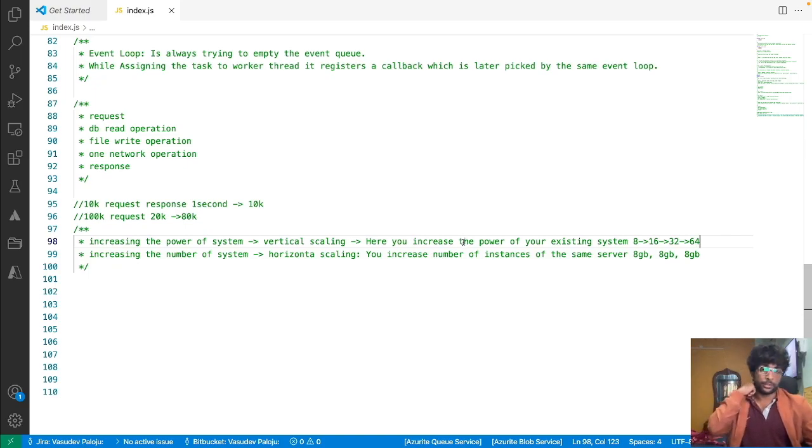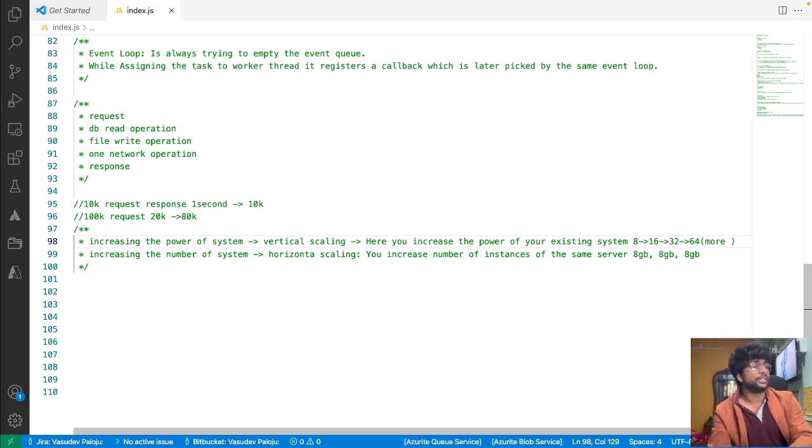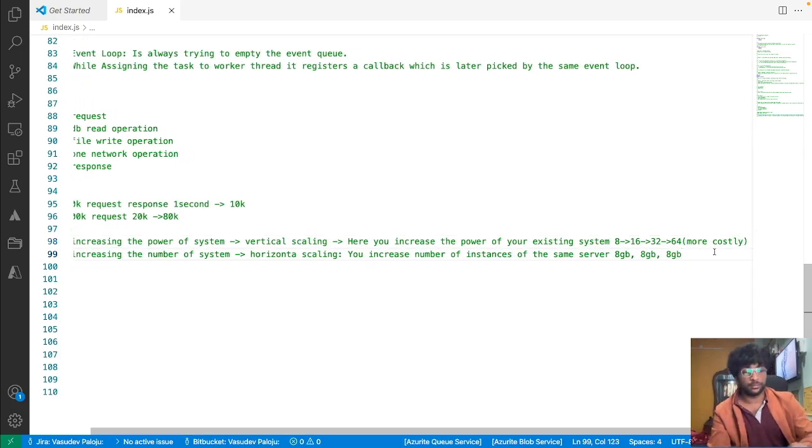You increase the memory of that system, which is both costly. This is more cost efficient, this is costly, and this is a bit less costly. So horizontal scaling is good when compared to vertical scaling.